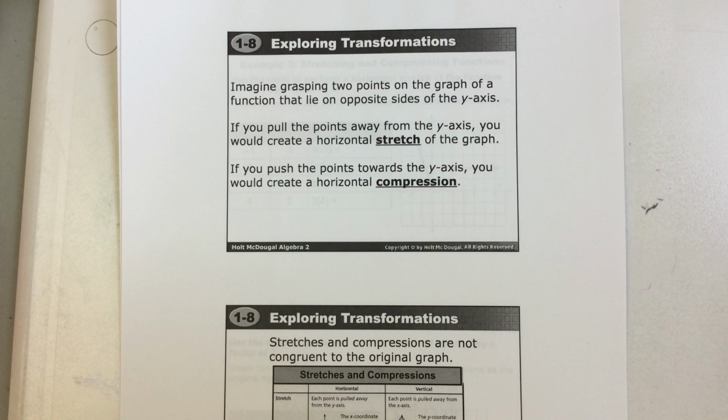Okay, let's keep going. Imagine that if you took 2 points on the graph of a function on the opposite sides of the y-axis, so up and down, and you stretched it, what would happen is it would make the graph taller. But in order to make the graph taller, it's going to make it more narrow. Okay, what happens if you took those points on the y-axis, top and bottom, and you compressed them, meaning you pushed them downwards? What would happen is the graph would be shorter. In order for the graph to be shorter, it'd become more wide.